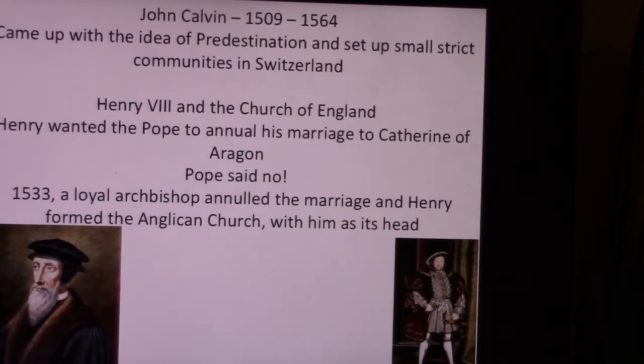At the same time, King Henry VIII of England wanted to annul his marriage to Catherine of Aragon. Problem is, Catherine was the aunt of the Holy Roman Emperor, the King of Spain, King Charles, and it was the Pope's best friend. So the Pope says no. This angers Henry VIII, and he had a loyal archbishop annul his marriage, and King Henry formed the Anglican Church with him as its head, not the Pope.